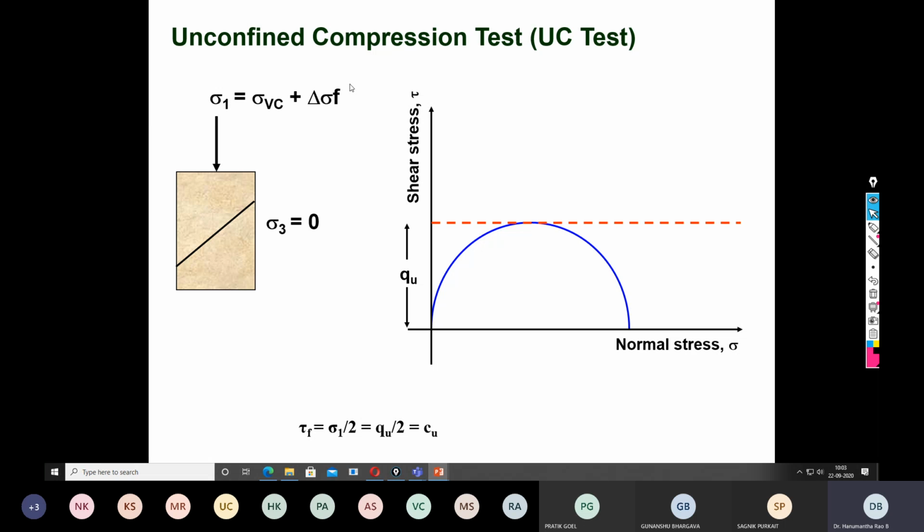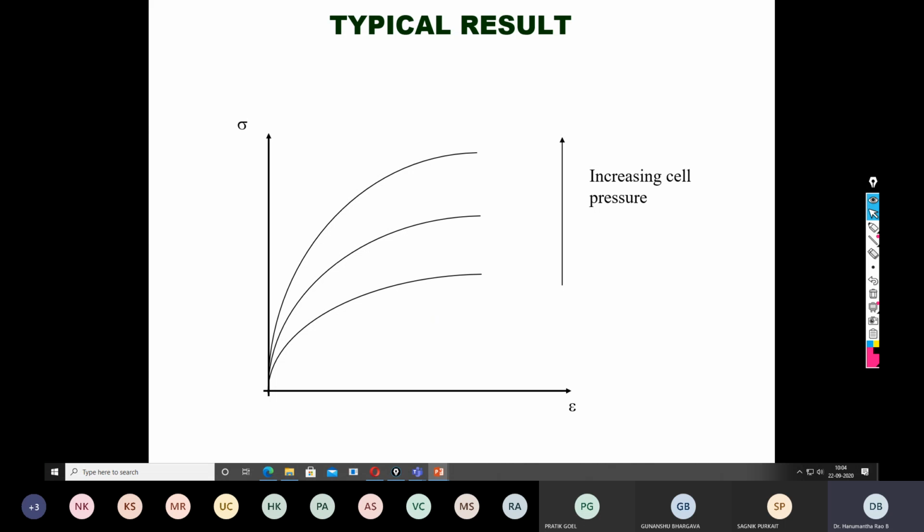Since we can do only one test on a soil sample, we will get only one Mohr circle. Since sigma 3 is 0, the circle passes through the origin on the normal stress axis. So try to draw the Mohr circle. What you get is the unconfined compressive strength. So Cu is nothing but qu upon 2, half of the unconfined compressive strength.